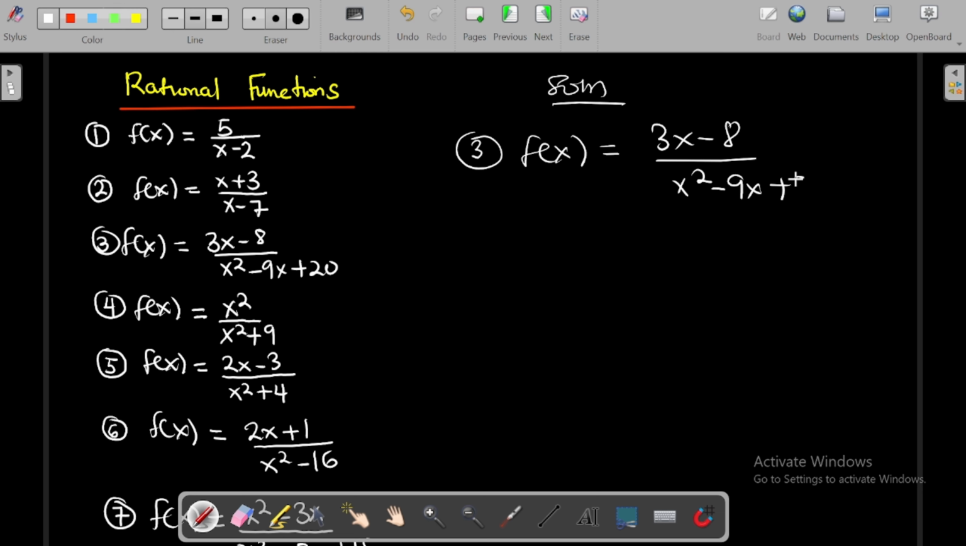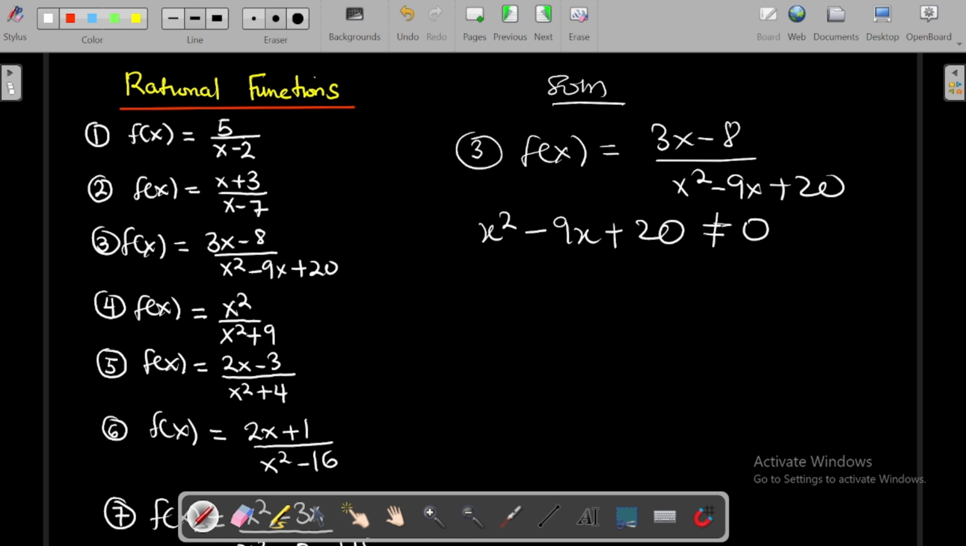x squared minus 9x plus 20. So what we do is that for rational functions, we just set our denominator not equal to 0. Kindly note that for this type of rational function, there is no square root whatsoever. That is why our square root idea of having a negative under the root does not apply here.